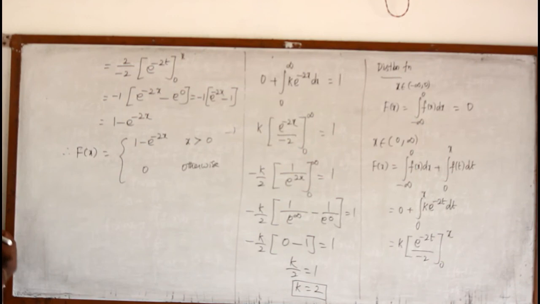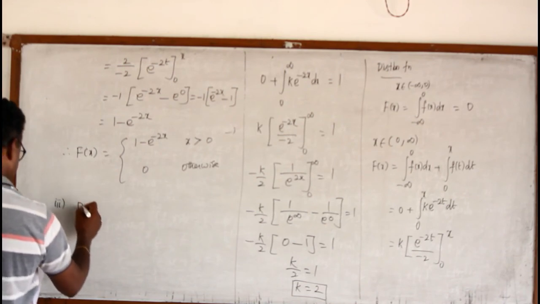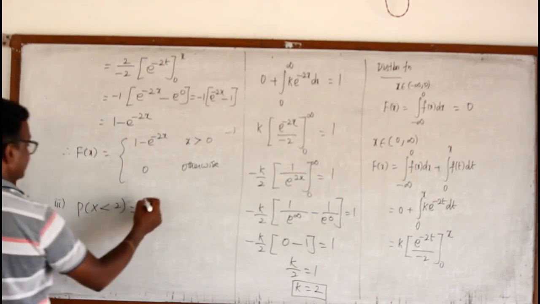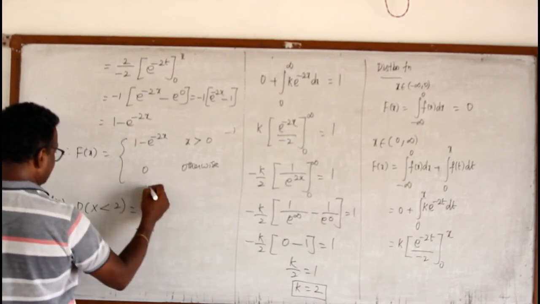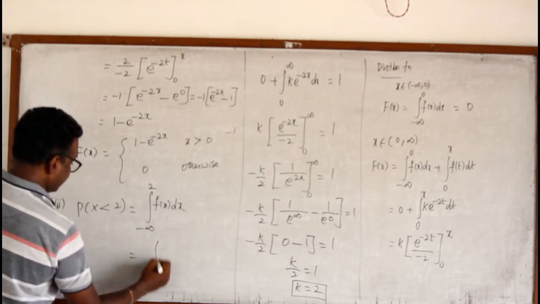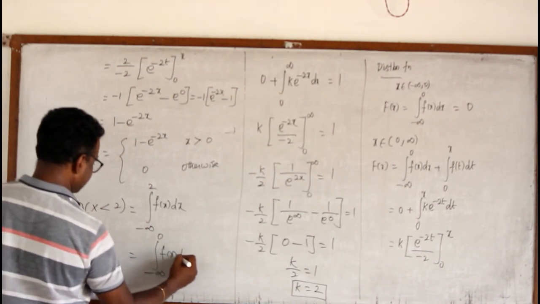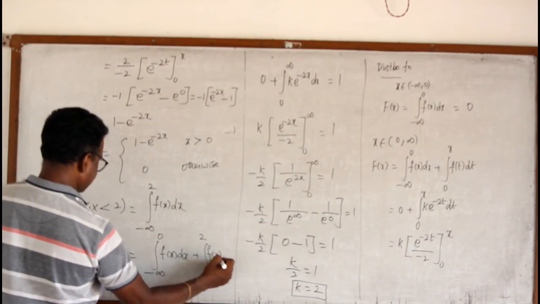Now we shall go for the next question, that is the third question. P of x less than 2. That means less than 2, so minus infinity to 2 f of x dx. But we know the function exists from 0 onwards only, so it is the integral from minus infinity to 0 of f of x dx plus the integral from 0 to 2 of f of x dx.